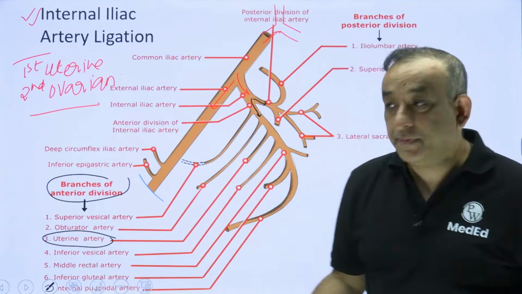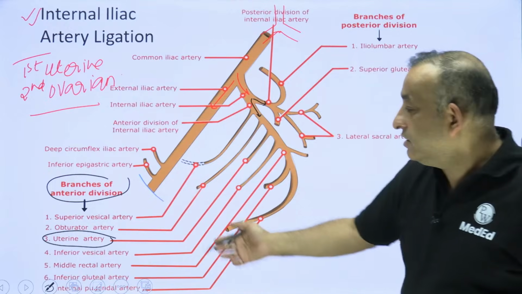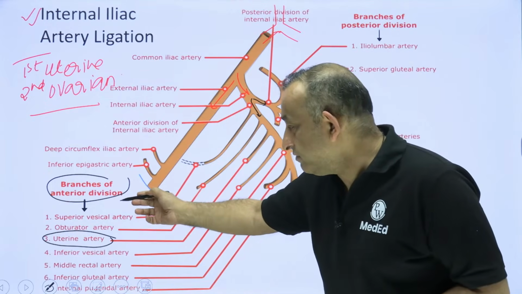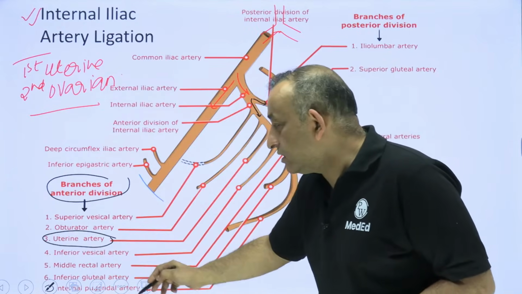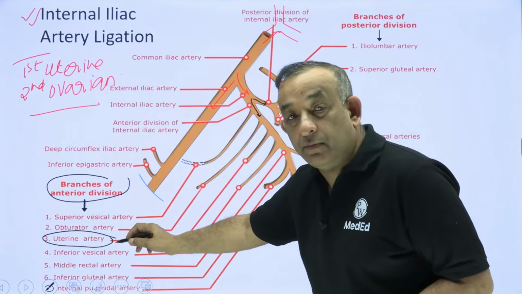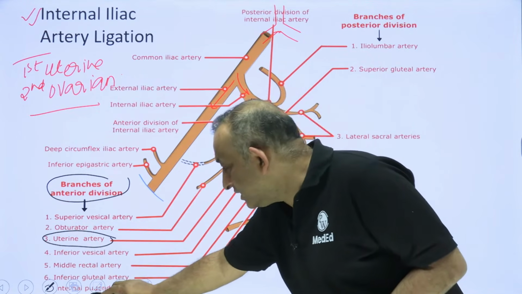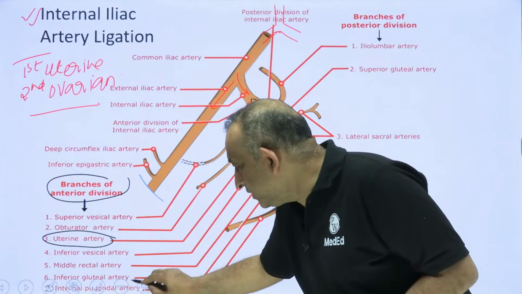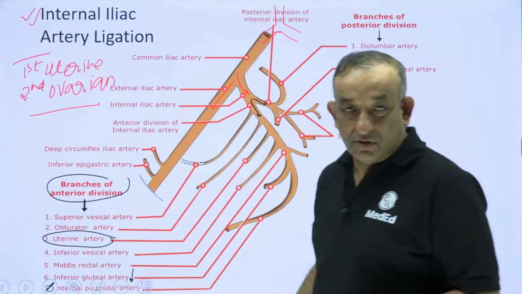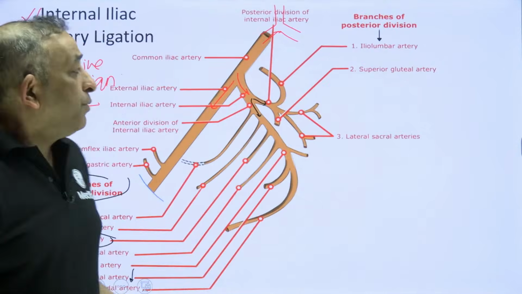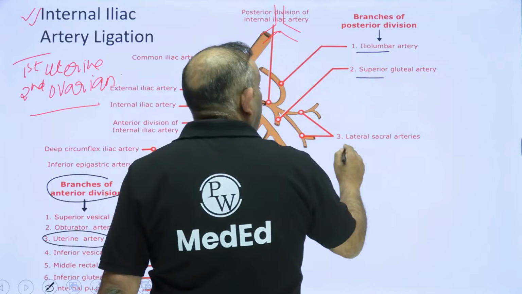Hypogastric artery or internal iliac artery is the major branch of the pelvis. So, major branch of the pelvis, what are the divisions? Antedivision and the posterior division. Antedivision supplies the bladder, superior vesical and inferior vesical, supplies the uterus, uterine artery, goes through the obturator foramen to supply the muscles, and then the rectal artery, pudendal artery. I think you can't see that so well, but the pudendal artery, the perineal blood supply, is also part of the antedivision.